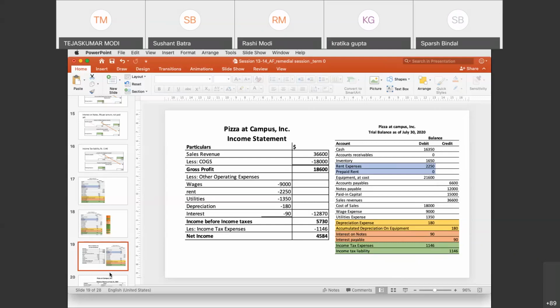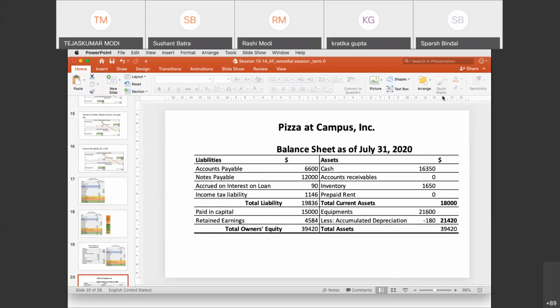39,420 is also right. So see, all the assets, liabilities, and owner's equity have gone into the balance sheet. Accounts payables, notes payables, accrued interest on loan, income tax liability. All these are liabilities. Capital and retained earnings are basically equity. Similarly, cash, accounts receivables, inventory, prepaid rent are current assets, and equipment is the only non-current asset we have.